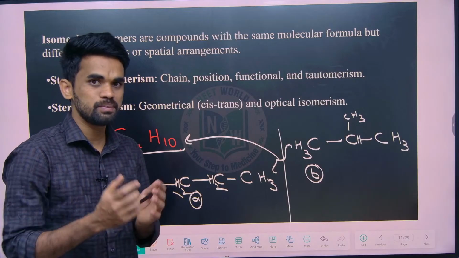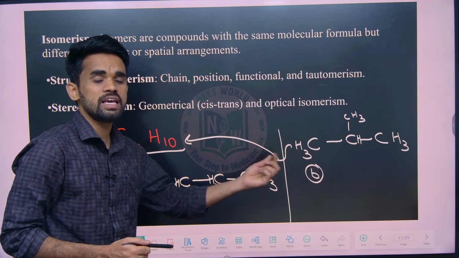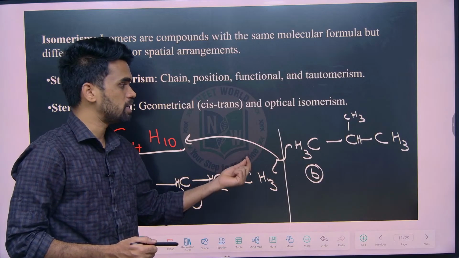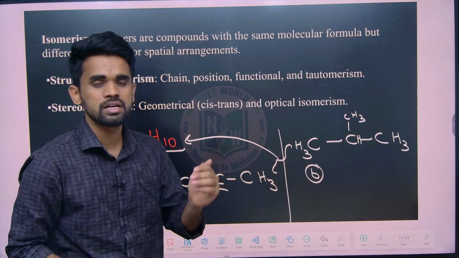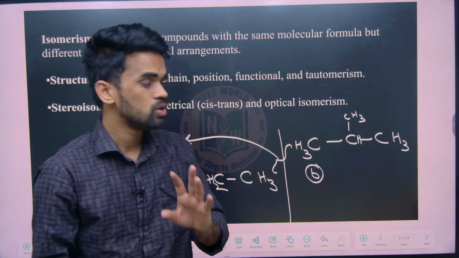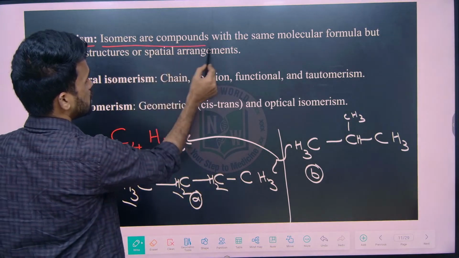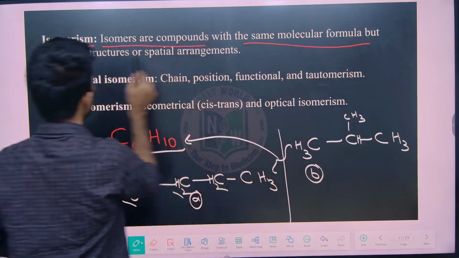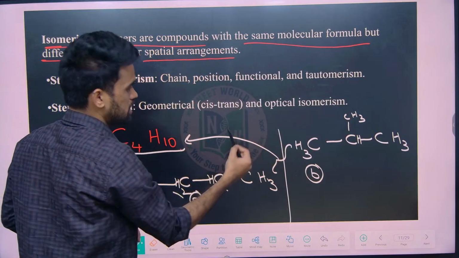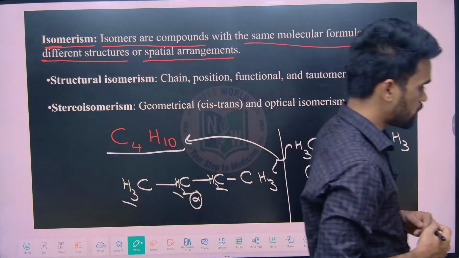Now, what is the basic definition of isomers? Isomers are compounds having the same molecular formula. But if they differ in the structure, you can call them structural isomers. If they differ in the spatial arrangement, you can say stereoisomers. Once again, read the statement. Isomers are compounds with the same molecular formula, but different structures or different spatial arrangement of atoms. Then you can say they are isomers. Okay guys, is this clear?